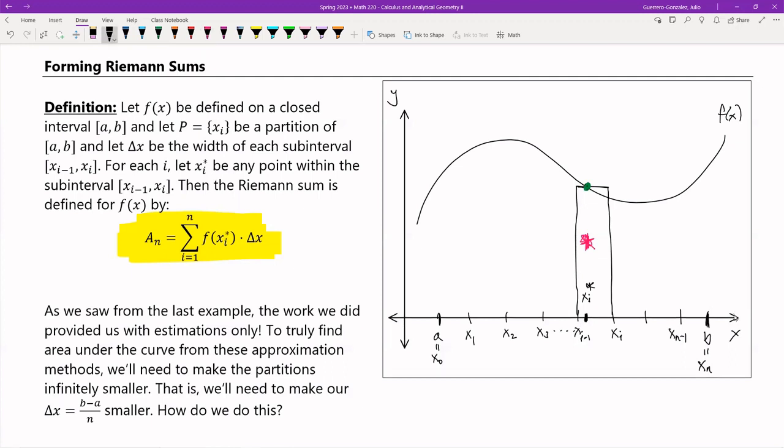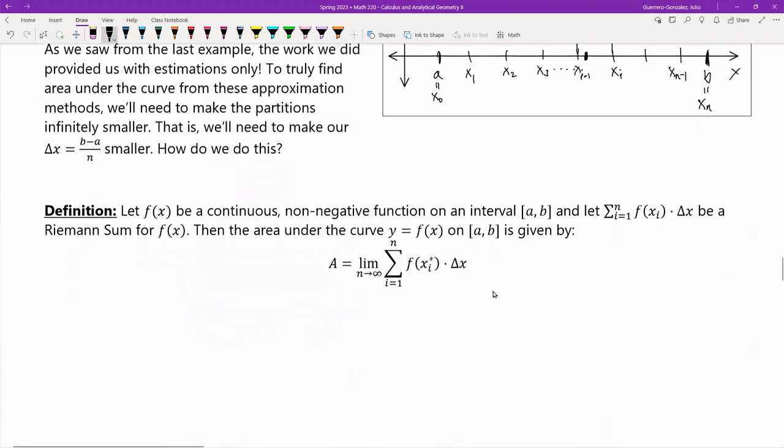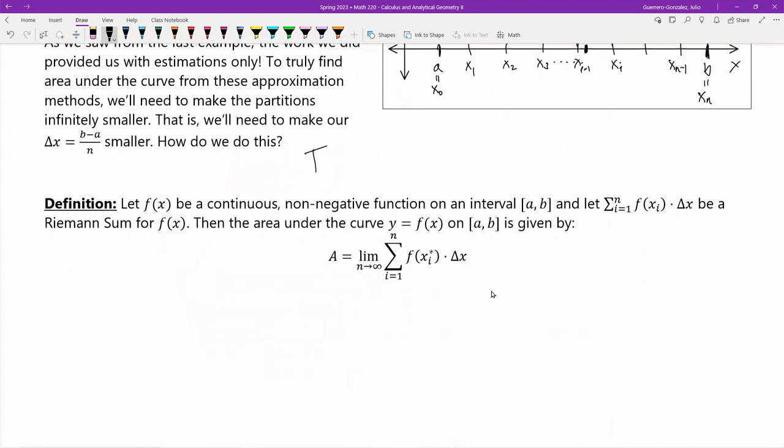So that's how we end up doing our integrals. We take the divisions of our interval AB and make them infinitely large, which makes each one of our partitions infinitely small. The smaller and smaller we get it, the closer and closer we get to the actual area under the curve. And that's how we define our integral.